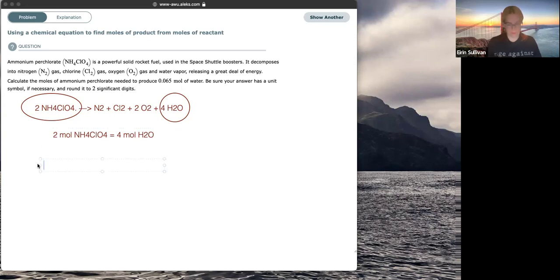So we have 0.065 moles of water to start with, and this is where, whenever you're dealing with an equation and converting moles of one thing to moles of another thing, always say moles of what.